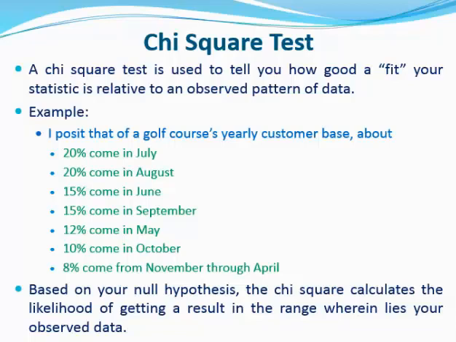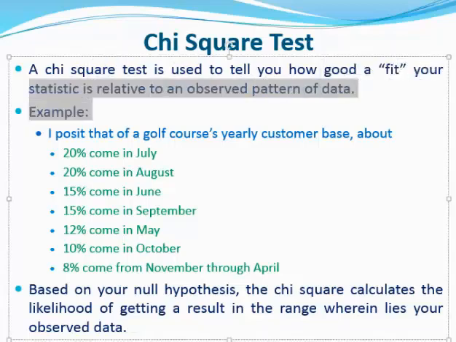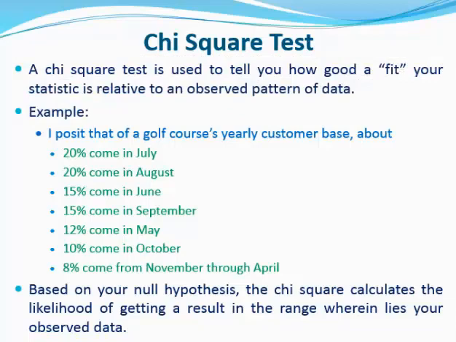Now, a chi-squared test is similar to the statistical analysis for a confidence interval that we discussed before, but a chi-squared test is what you use when you have a bunch of data points and you want to see how well they fit a particular prediction. And the only way to really discuss this and learn it is to do an example. A chi-square test is used to tell you how good a fit your statistic is relative to an observed pattern of data. Let's take an example, and we're going to follow this example all the way through to the end.